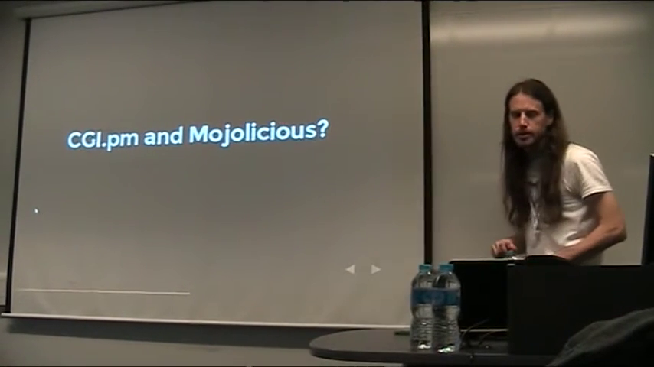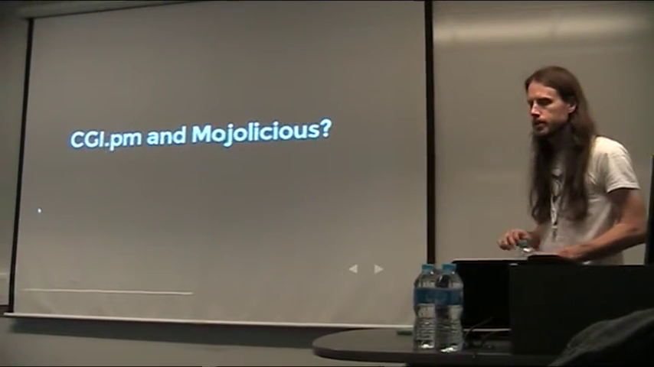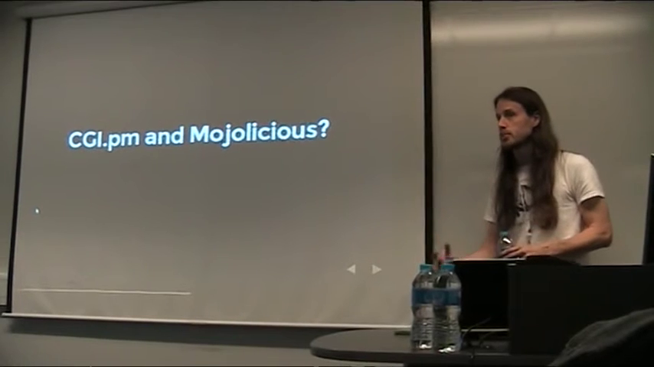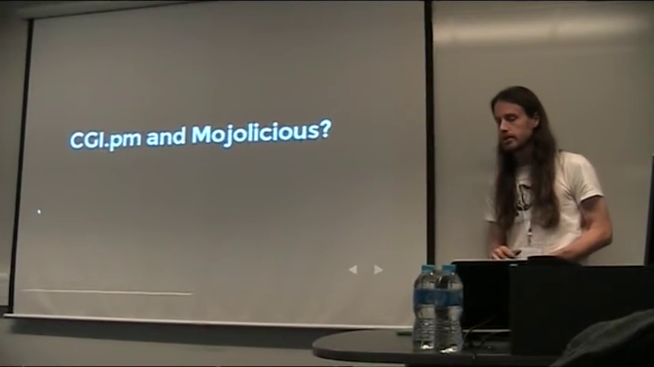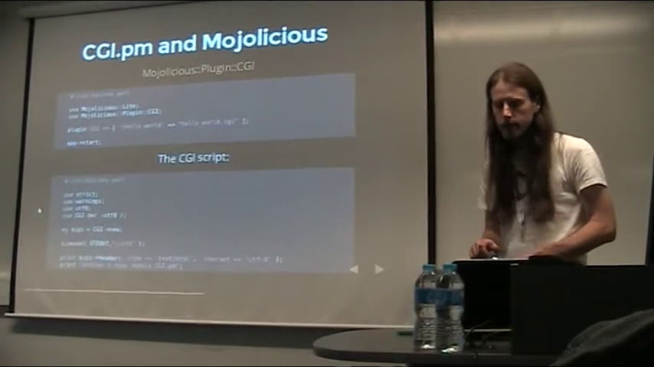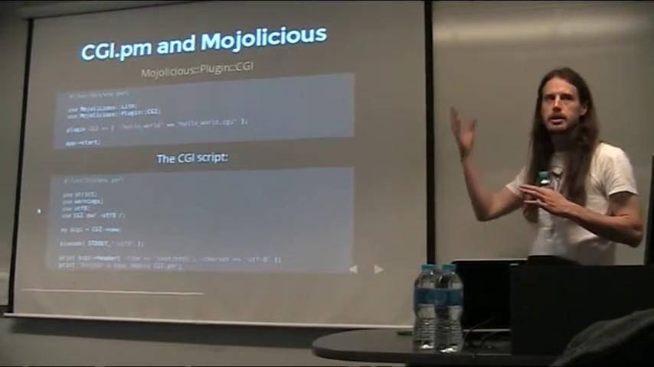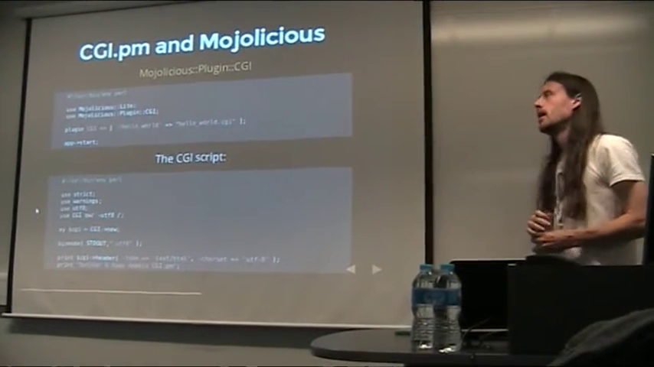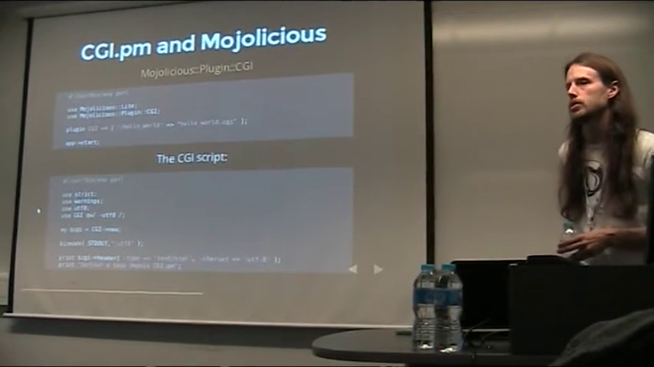So as I said, we were using CGI.pm. And one of the things we wanted to look at is how do we transition from CGI.pm to Mojolicious without just doing it in one big step. One of the things that Mojolicious offers is this huge plugin ecosystem. I think when I last looked at it, there were well over 400 or 500 plugins for Mojolicious.